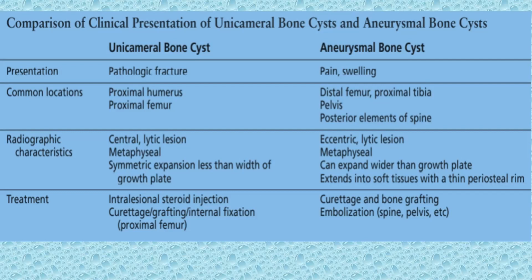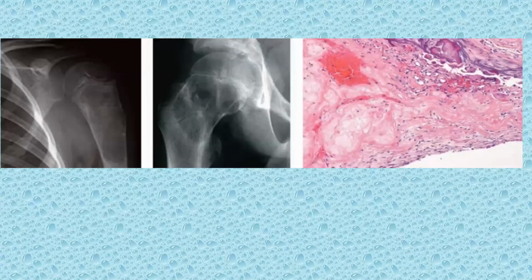Treatment in unicameral bone cyst is intralesional steroid injection, curettage, grafting, and internal fixation for the proximal femur and proximal humerus. Curettage and bone grafting is the treatment for aneurysmal bone cyst, with embolization, especially for lesions of the spine and pelvis. These show you various lesions of unicameral bone cyst and the pathology.